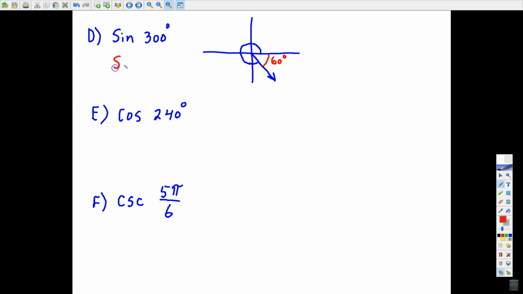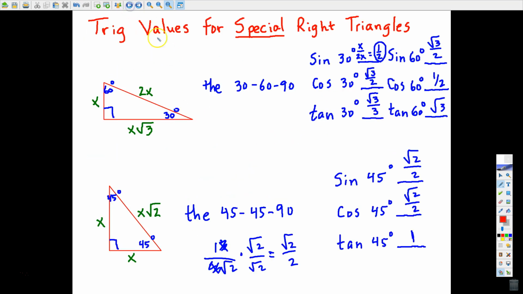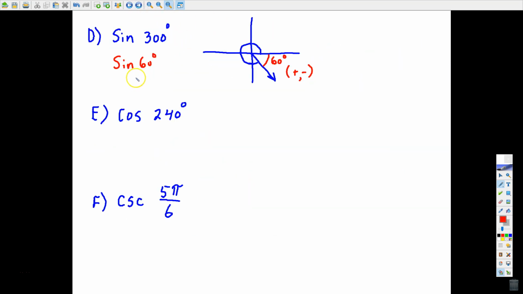So really I'm going to find my answer by doing sine 60 degrees, but I got to make sure that I make that negative because sine is negative in quadrant 4. All right, so let's go back and look at our special right triangle. Sine 60 degrees is the square root of 3 over 2. But since sine is negative in quadrant 4, I'm going to make it the negative square root of 3 over 2.